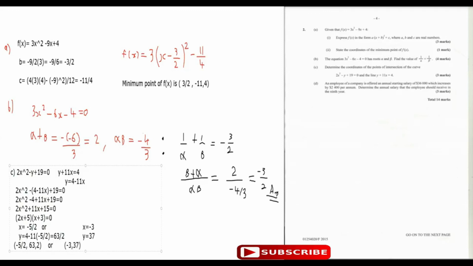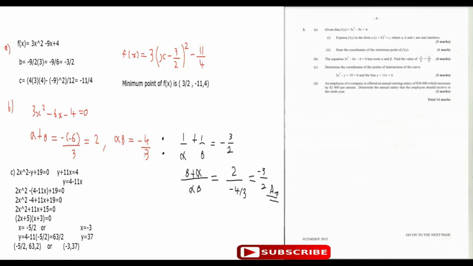Now, if you don't agree with your answers, check it back in the answer. So check it back in the answers right here. So check to see if 2 times minus 5 over 2 squared minus 63 over 2 plus 19 gives you 0. Yes, it does. So the answers are correct. Nice and easy.